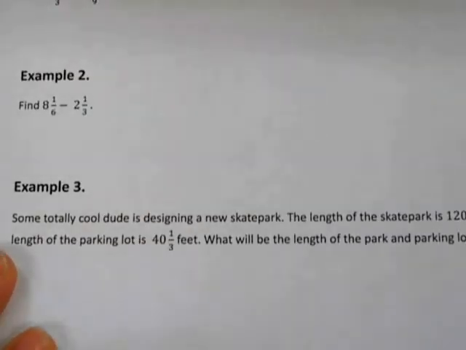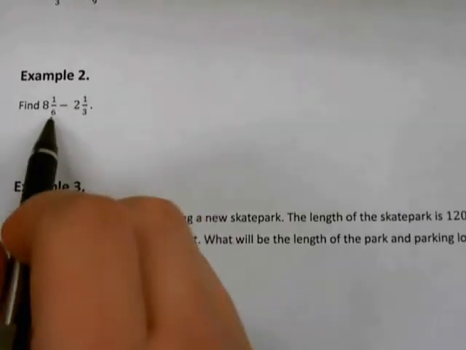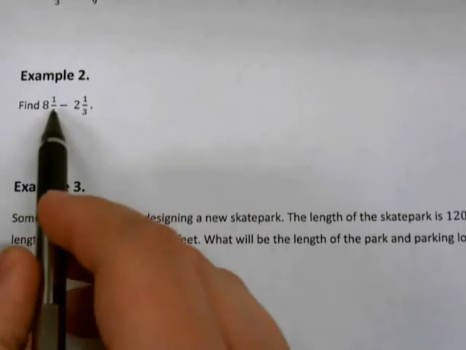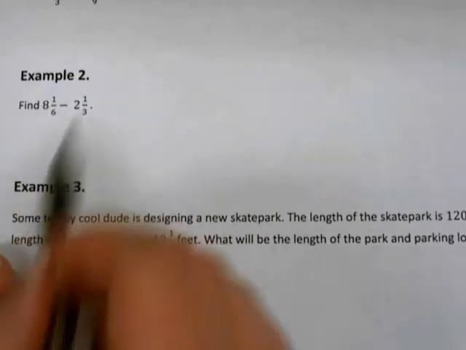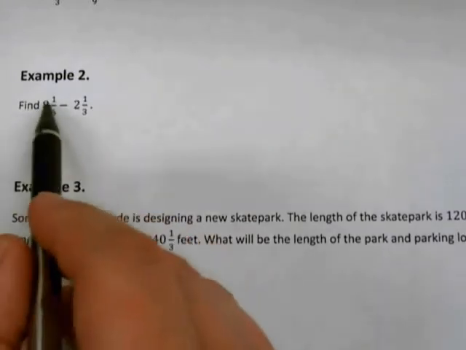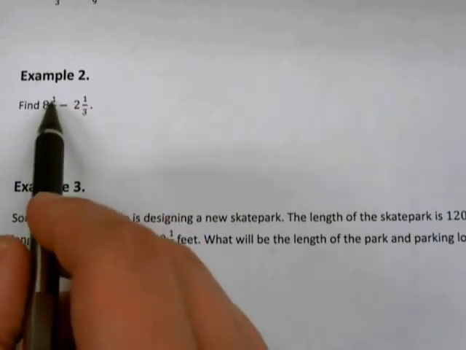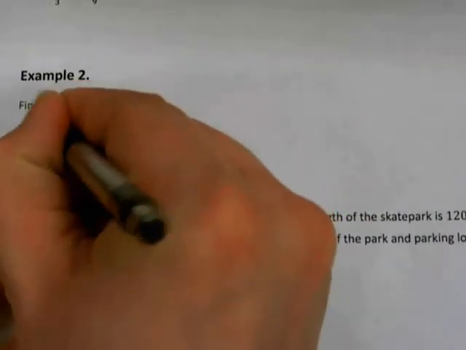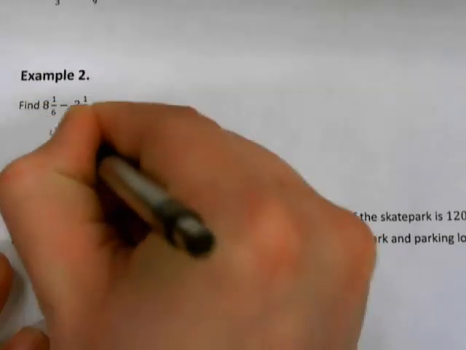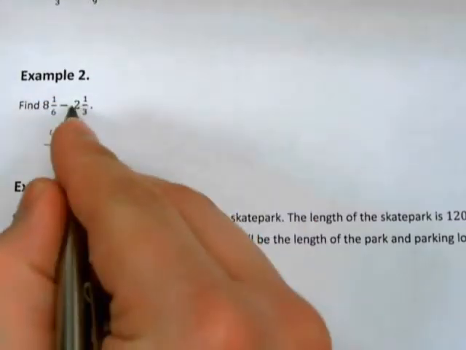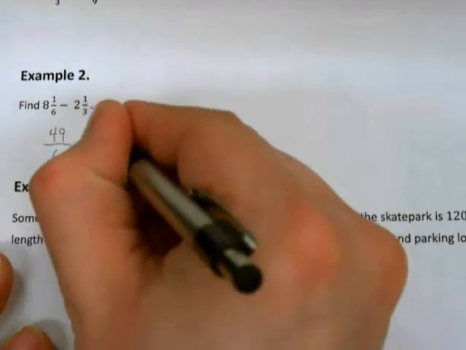In case that didn't make sense to you, which I completely understand, I want to show you a different way to do it. You can change these numbers to improper fractions. So instead of 8 and 1/6 minus 2 and 1/3, you change it: 6 times 8 is 48, plus 1 is 49/6, minus 3 times 2 is 6, plus 1 is 7/3.